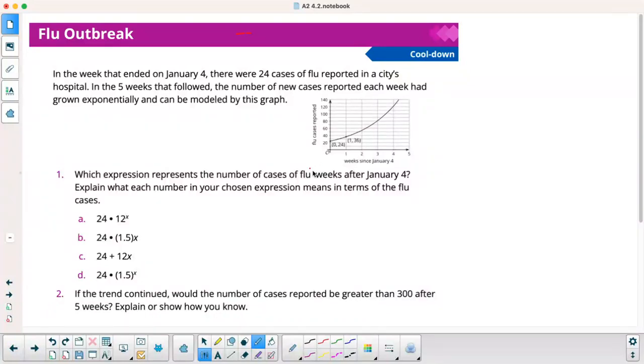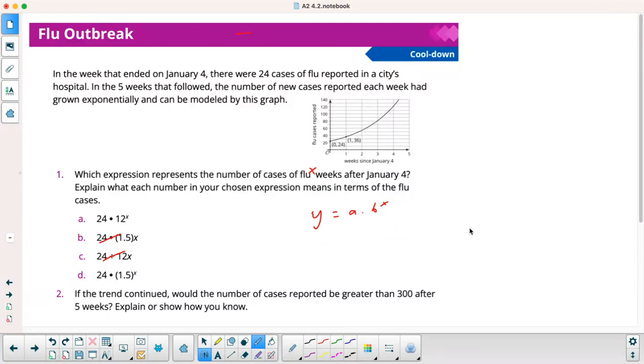I think I should say x weeks after January 4th. Explain what each number in your chosen expression means in terms of flu cases. So initial value is 24. So remember, it's y equals a times b to the x. So it's got to either be A or D, because this is not to the x power. This is not times, so you can get rid of those.